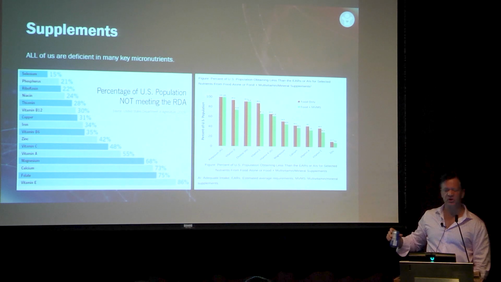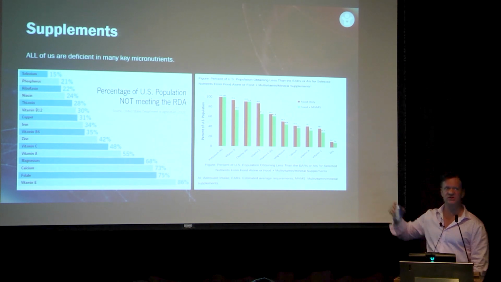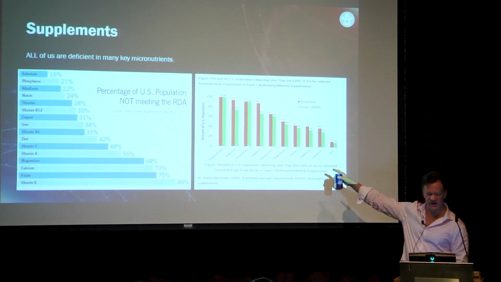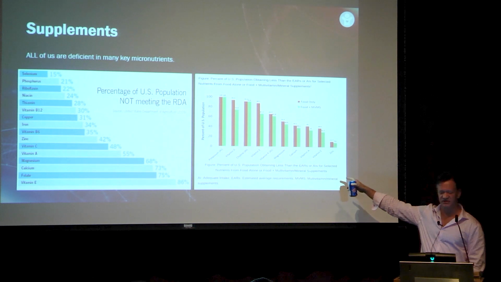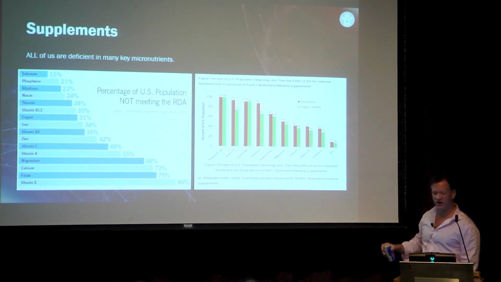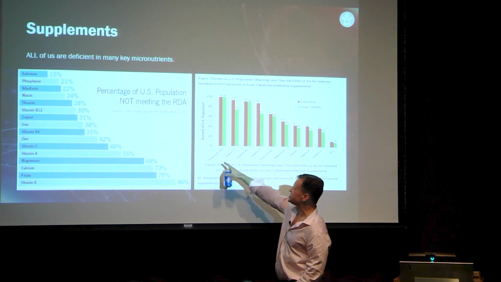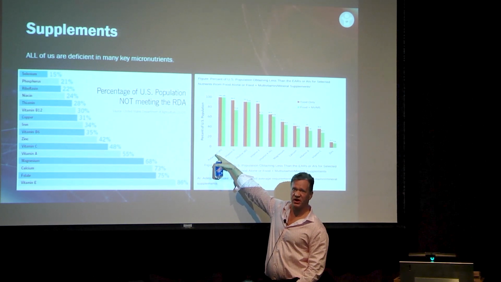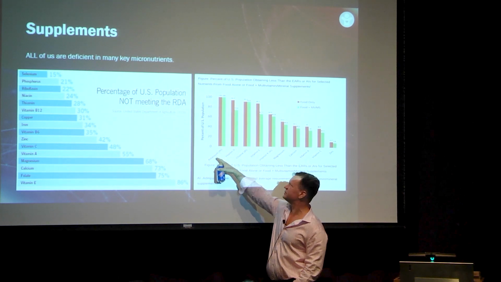And then from food plus a multivitamin supplement. So the red folks are trying to get enough micronutrients just from food. The green bars are also taking a daily multivitamin. And so this chart is comparing those two. Right here, sorry, it's really small, you can barely read it, but this is potassium. You'll notice both bars are 100%. Literally nobody is getting enough potassium.